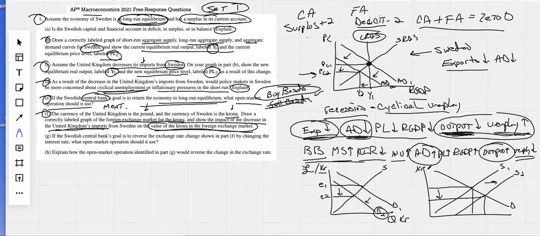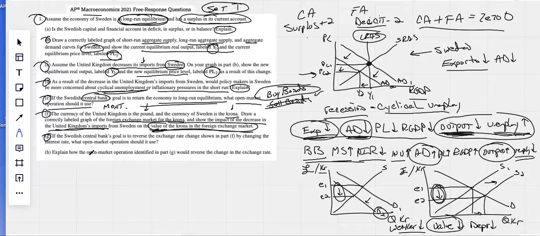Again, you would do krona on the vertical, quantity of krona on the horizontal, and then it is whatever the other currency is, pound to krona here. E1, E2 is acceptable. Make sure you show the arrows showing what's going on. They're mostly interested in that right there, what's happening to the exchange rate. We could also call it the value. We could say the value is going down. We could say it's depreciating. We can say it's becoming weaker. Right? All of those are acceptable. Obviously, they use the word value, so I like using the word value.